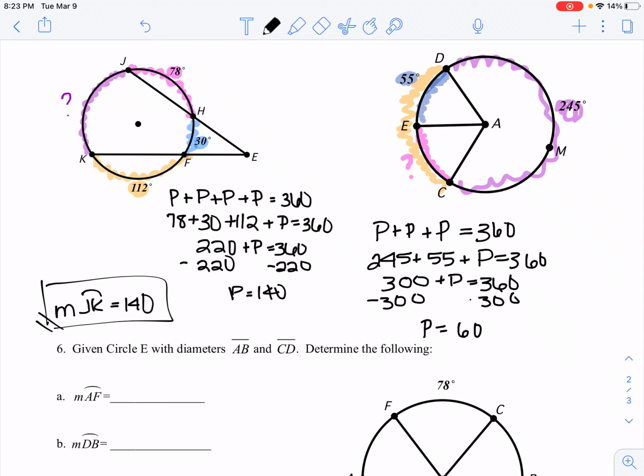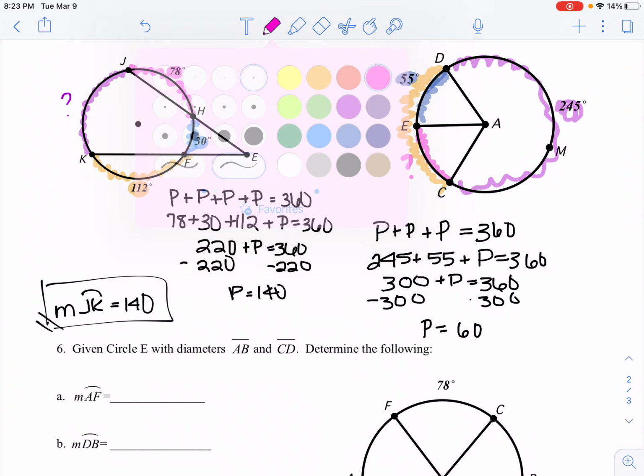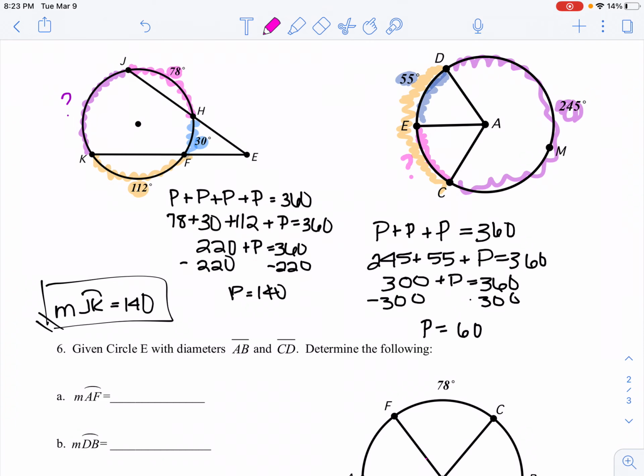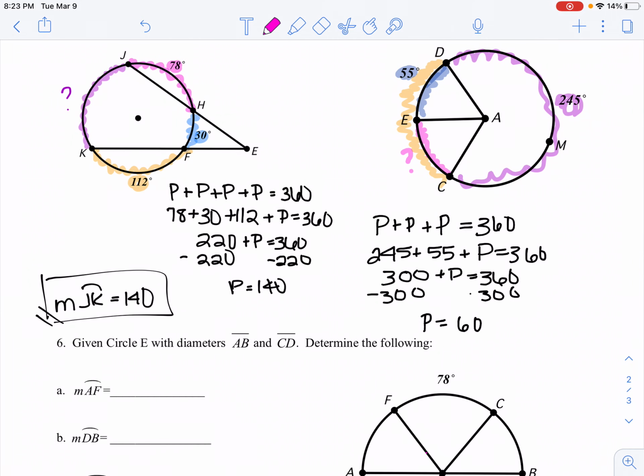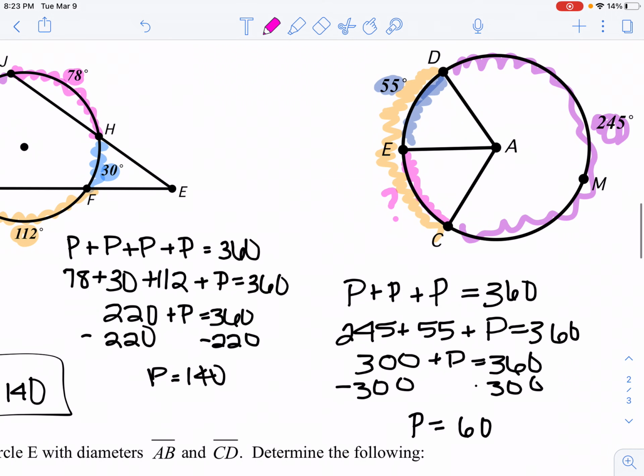And your part's going to be 60. Now that's just for that pink missing arc. So this right here is 60 degrees. Okay, so now I have that missing piece.